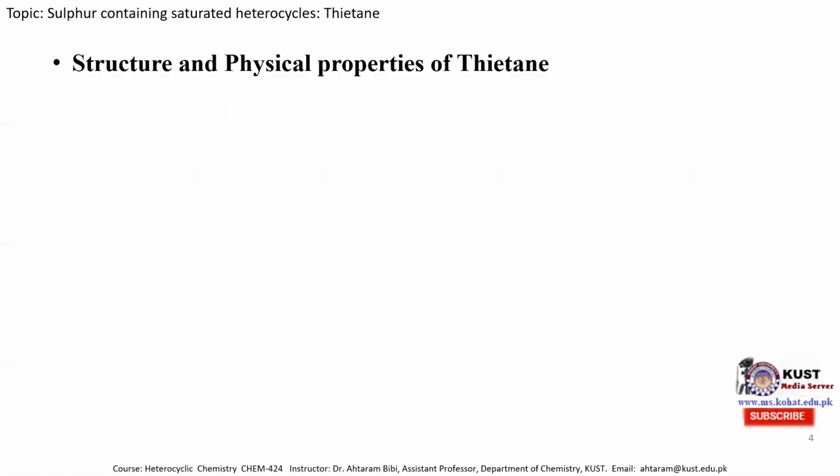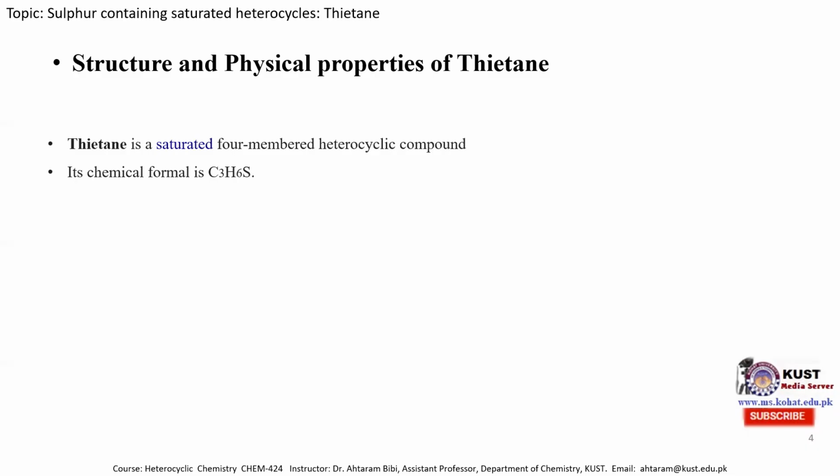Structure and physical properties of Thietane. Thietane is a saturated 4-membered heterocyclic compound. Its chemical formula consists of 3 carbon atoms, 6 hydrogen atoms, and 1 sulfur atom. This is the structure of the Thietane molecule. It consists of 3 carbon atoms, and as it is saturated, each carbon atom carries 2 hydrogen atoms. So it consists of 3 carbon atoms, 6 hydrogen atoms, and 1 sulfur atom.